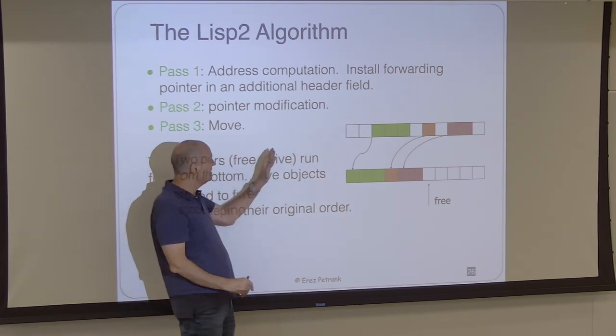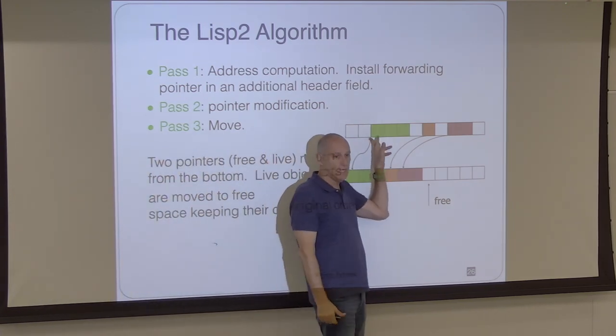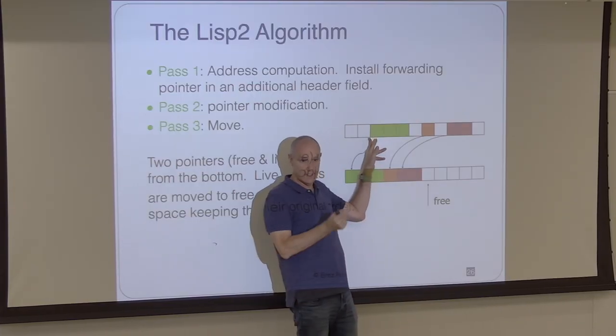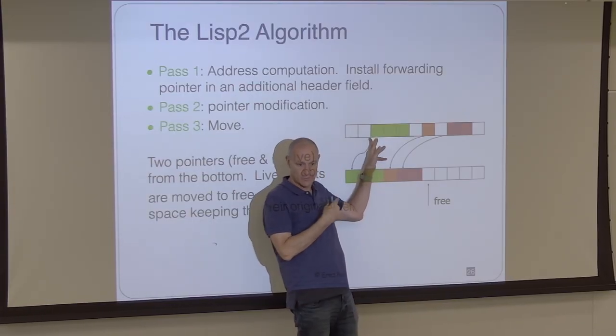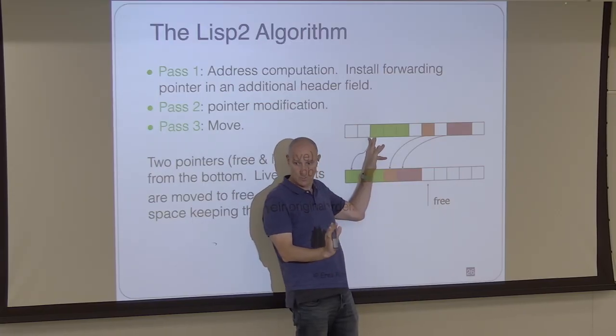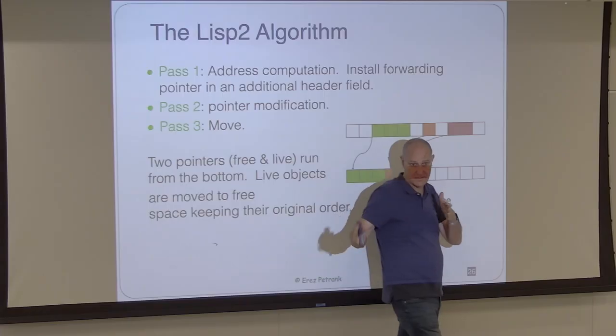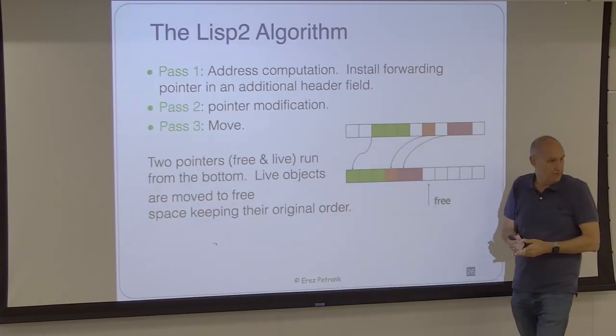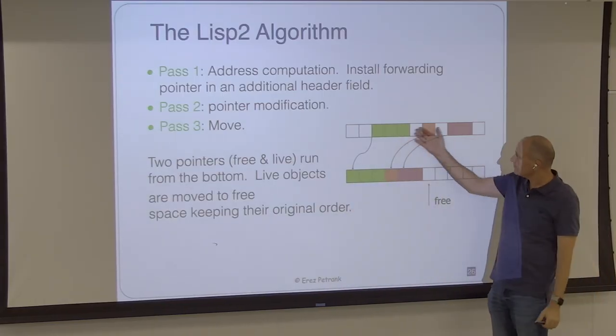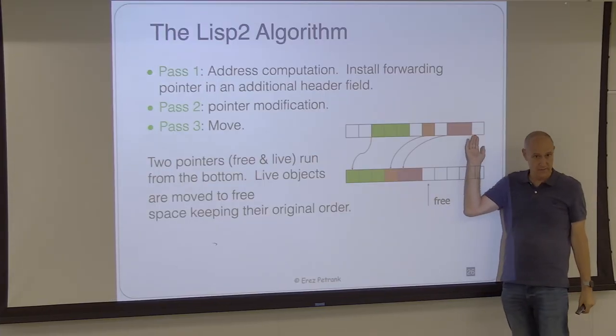So what I'm doing is I'm going over the heap, and for each one that I see, I install a forwarding pointer to where it should go. And I know for each object that I meet where it should go because I just accumulate the live space before it. So I do this for all these objects.